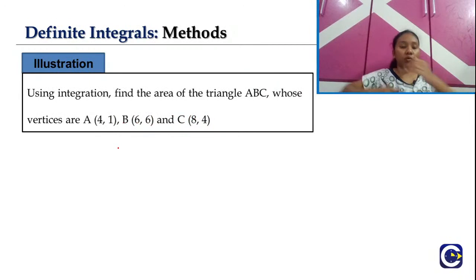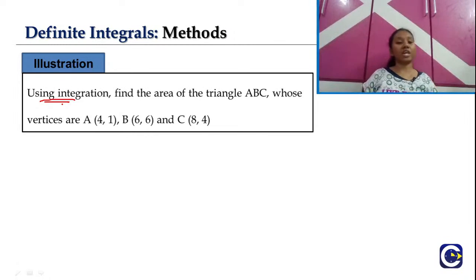So here comes one more question, guys. Using integration, find the area of the triangle ABC whose vertices are given. You are aware that when you have the coordinates of a triangle, you know how to find the area, simply using the formula root over s into s minus a into s minus b into s minus c. But here I have mentioned that you have to use the method of integration to find the area. So can you give it a try, finding the area of triangle ABC using the integration method?